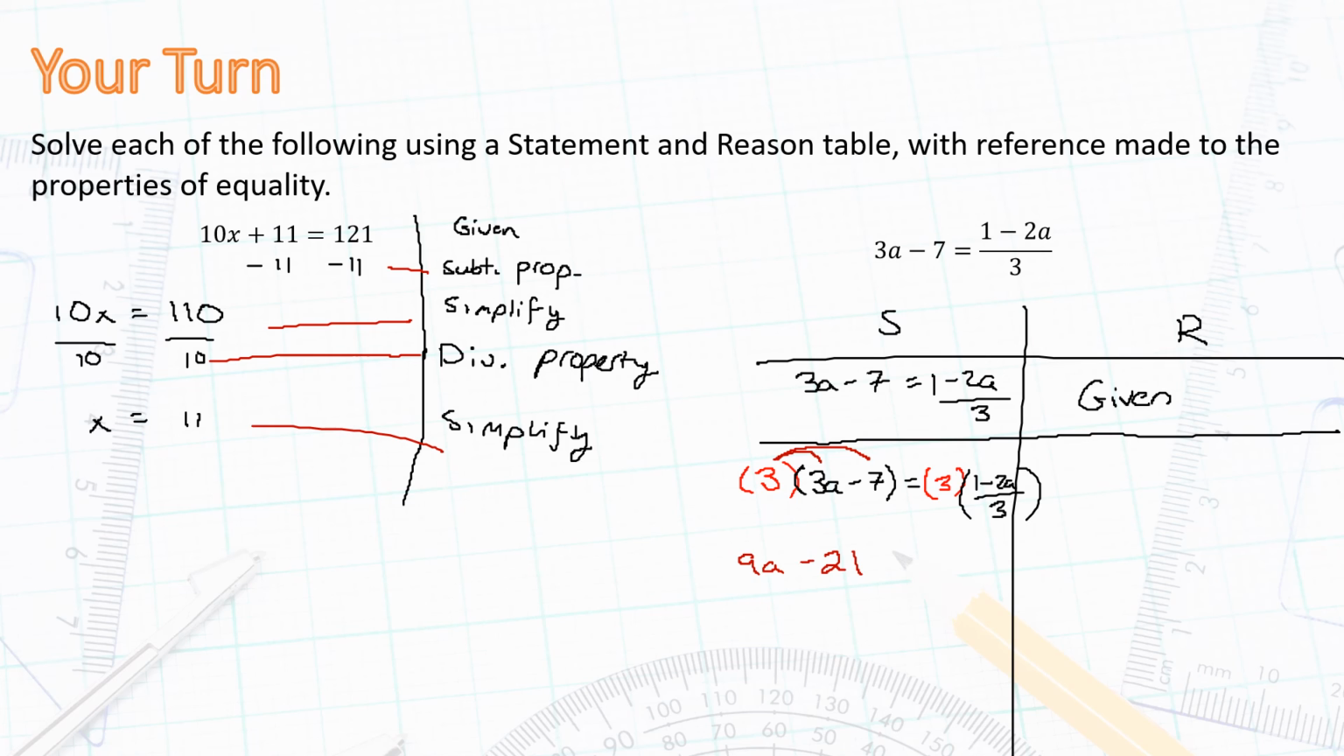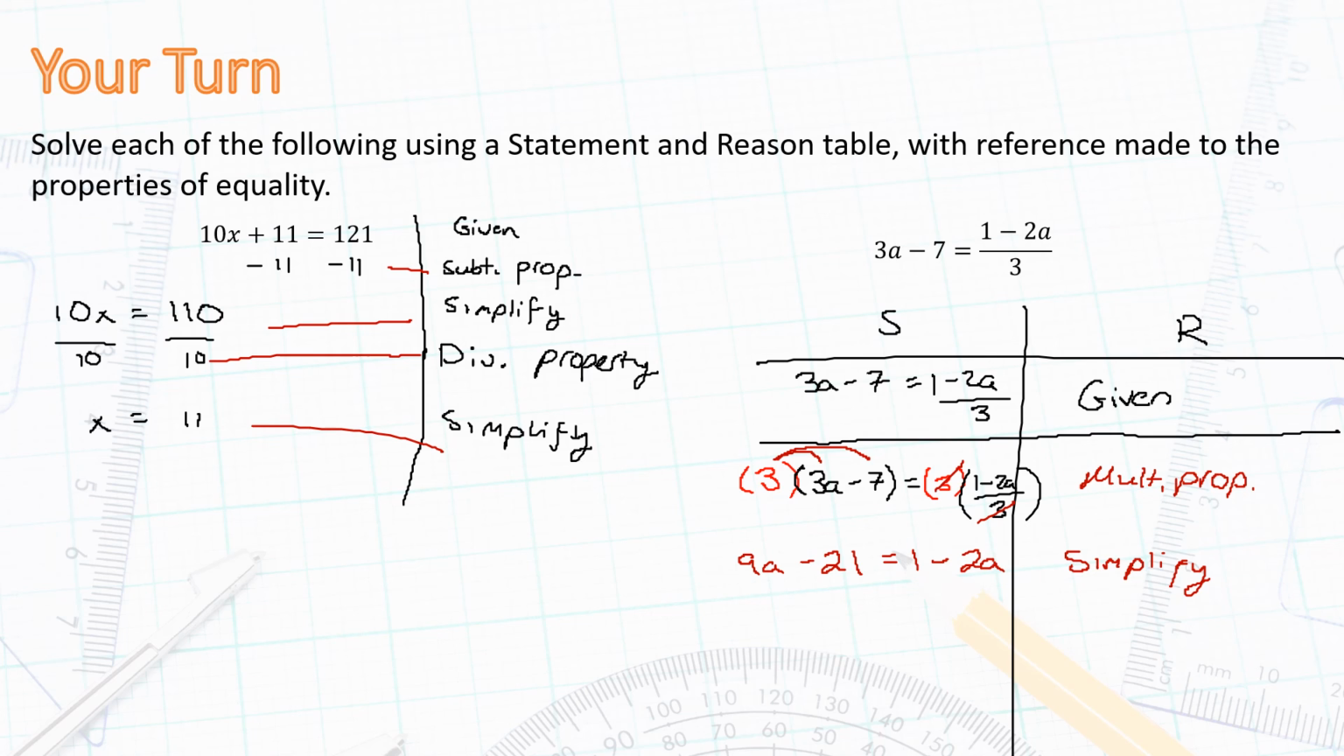And then on the other side, you don't have to distribute because everything is divided by 3 and multiplied by 3. There's a reason we put it there, and that was so it would cancel. So we get 1 minus 2a. So over here, we've got the multiplication property of equality. Technically we used the distributive property, but I'm not focused on that in this lesson. We just simplified.